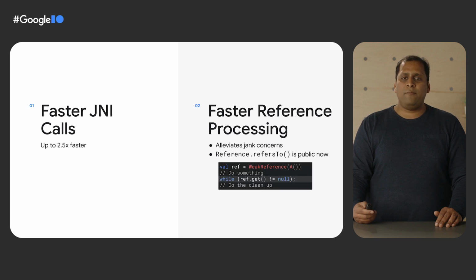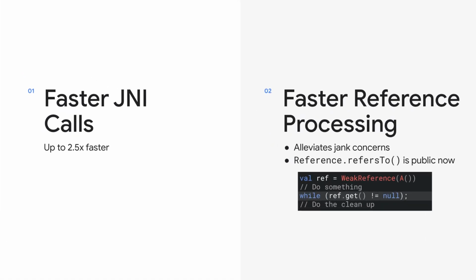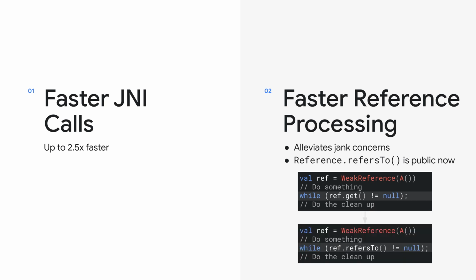Also, we have made the refersTo API public, which is recommended in certain cases over the get operation, as this helps in reclaiming unreachable objects sooner. For instance, in this code example, the get function is being used in a loop to just check if the reference has been nulled or not. In concurrent GCs, this could potentially keep the referred object alive forever, which is not intended by the developer. Using refersTo instead addresses this problem and lets the object be garbage collected.